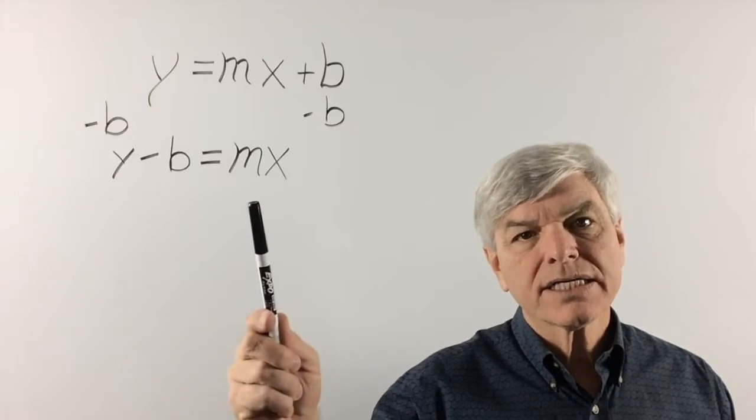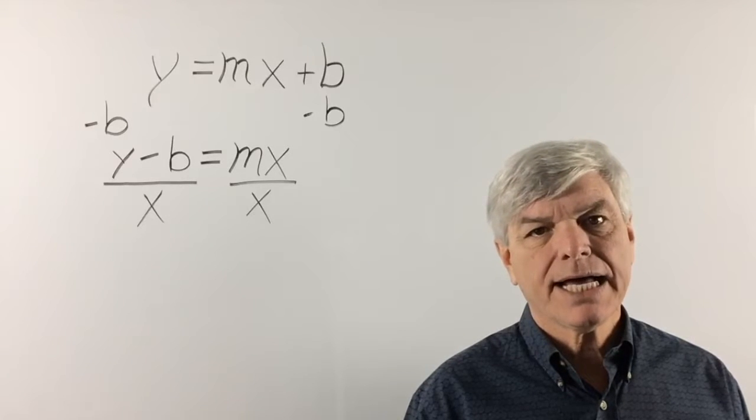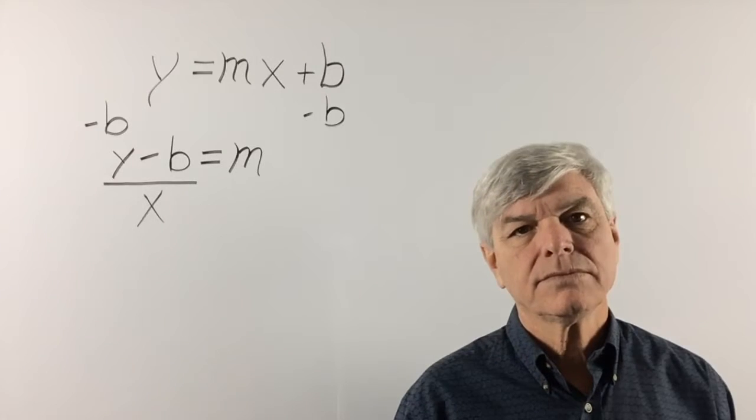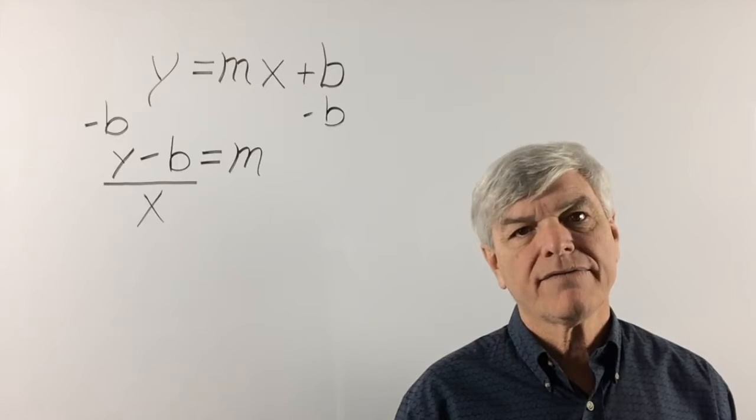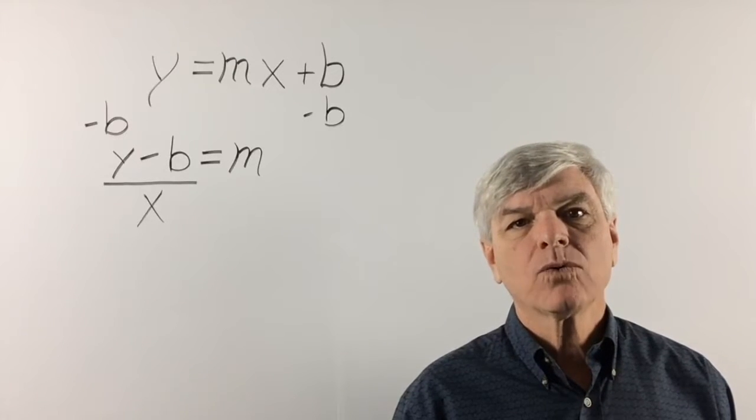There you go. And since we're solving for m, we divide both sides by x. X over x is 1, and so we're left with 1m. m equals y minus b over x, and that is our solution.